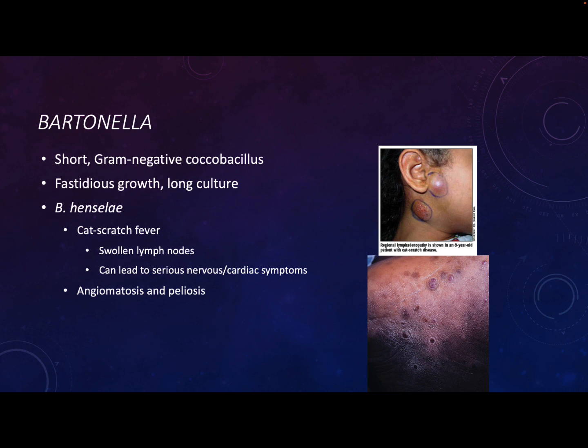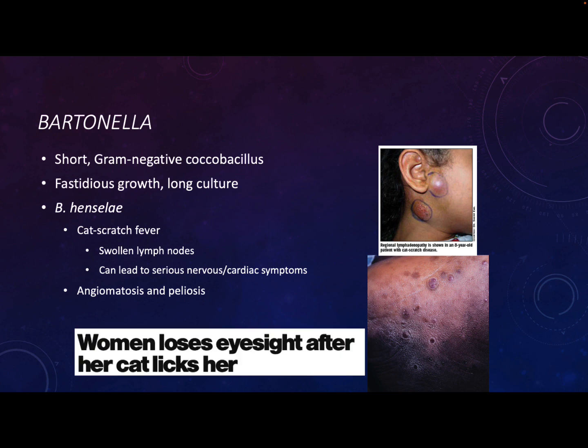Often what we see is swollen lymph nodes. This is an 8-year-old patient with cat scratch disease, and you can see that she's got two very swollen, noticeable lymph nodes. It can lead to serious nervous system and cardiac complications, but it can also lead to angiomatosis. It's basically a pocket of blood vessels that start to develop abnormally and that you can see on the skin. It's not a terribly common infection, and it can be treated with antibiotics.